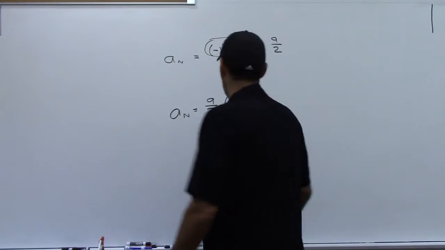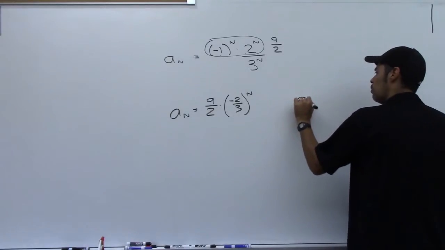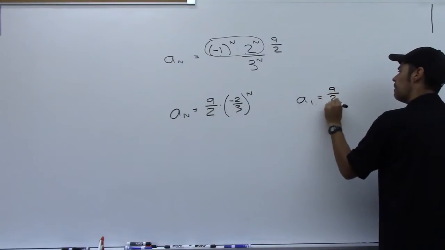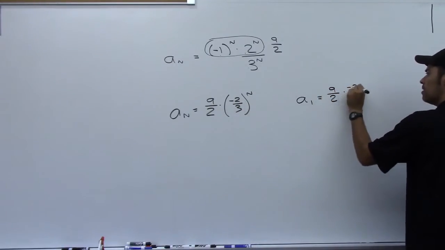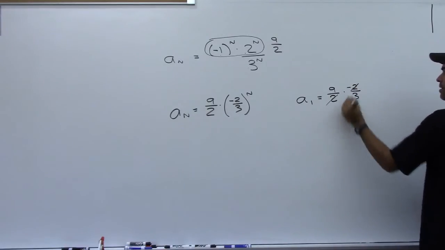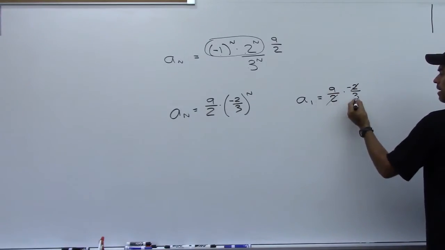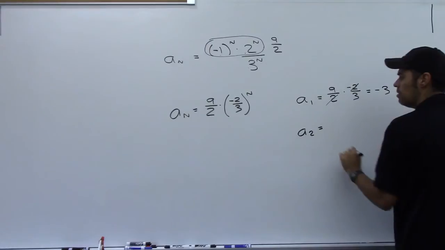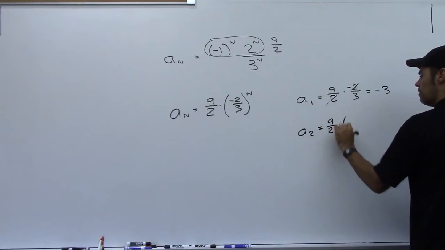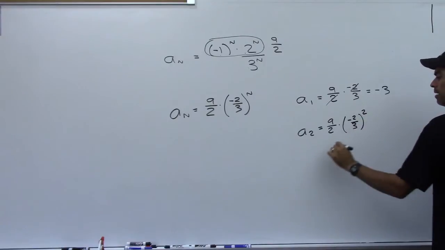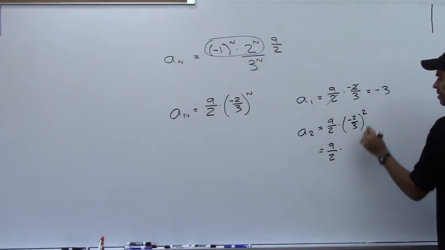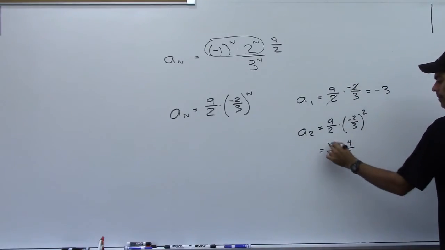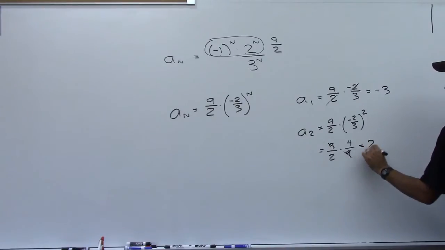Now, we can check it. Let's just, for this first one, I'll check it. A sub 1 equals, let's see, if we plug in 1 here, we get 9 halves times -2/3 to the first power, which is -2/3. These 2's cancel, and we get 9 divided by 3, which is 3, but then there is a negative there, so we get -3. For a sub 2, we get 9 halves times -2/3 squared. That's 9 halves times, if I square the top I get 4, square the bottom I get 9. These cancel, I get 4 over 2, which is 2.